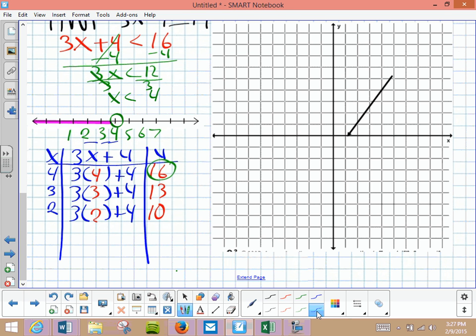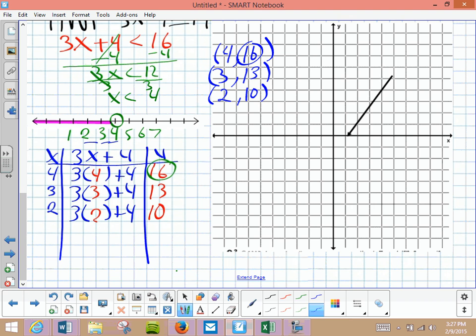When I'm using 4, I have to circle the answer. So let's do it over here. Do not lose me. When I use 4, which is where I circle, right? My answer is 16. Keep a circle to remind you that that is not included on there. Okay, and then we have 3, and it's what? 13. And then 2, which is 10, right?